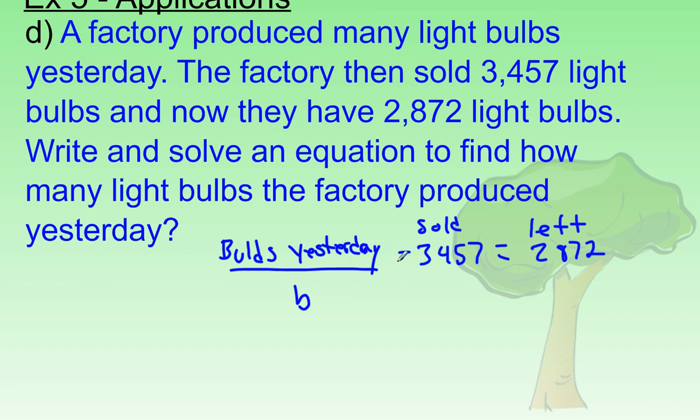Well, yesterday's bulbs minus what you sold equals how many there are left. That would be the verbal model. And the letters and numbers here would actually be the equation. I'm going to pretty it up, but essentially it's B minus 3,457 equals 2,872. That is your equation.